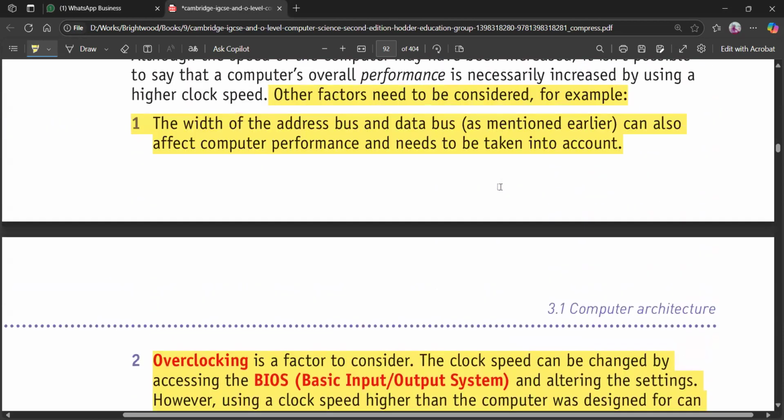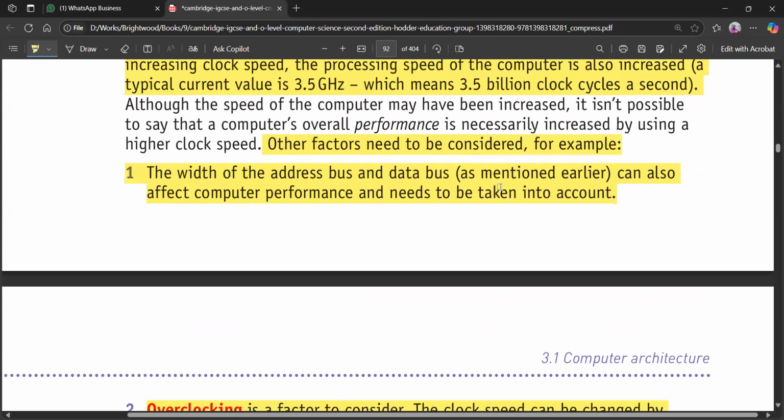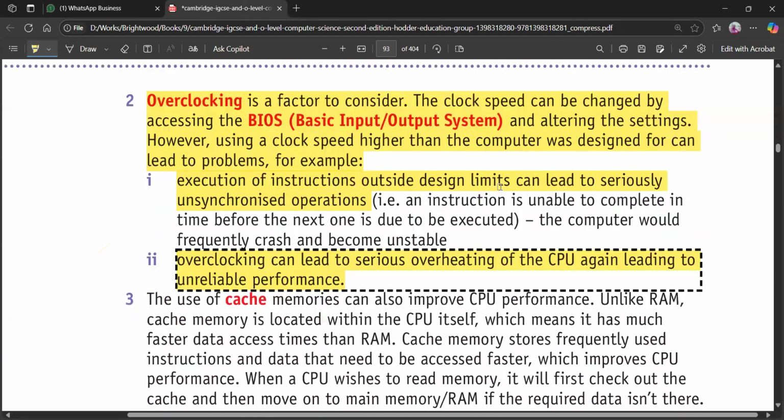First of all, we discussed the width of the address bus and overclocking as factors to be considered. We will discuss the other things on the next day. I will wind up for today, almost time up.